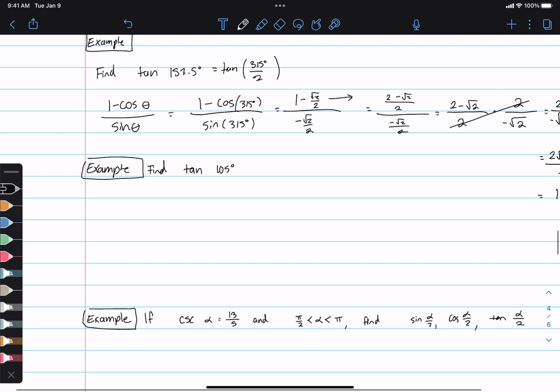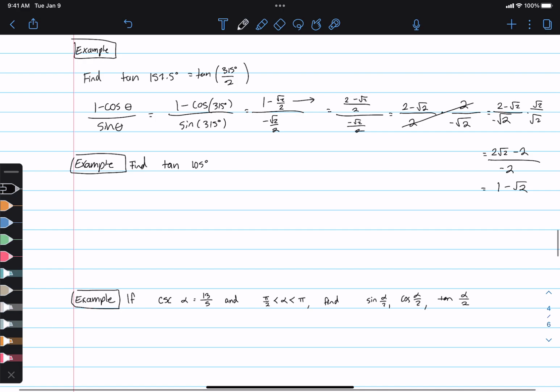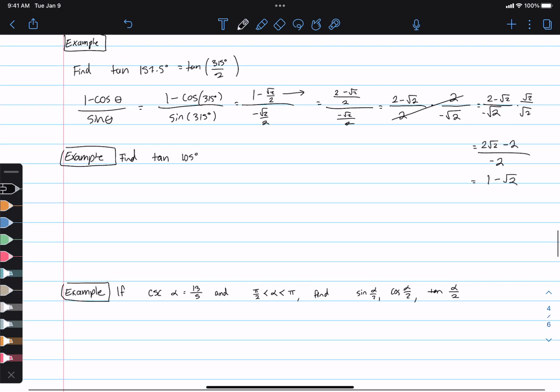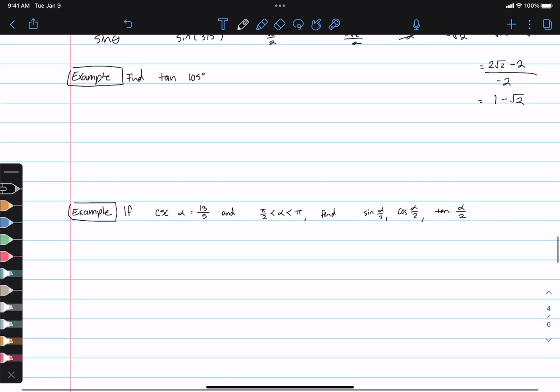Awesome. So our last example with tangent, I'm actually going to leave that as an exercise to you. Find the tangent of 105 degrees. Just find this. You got this. Just follow the exact steps that I did here and make sure to rationalize your denominator.